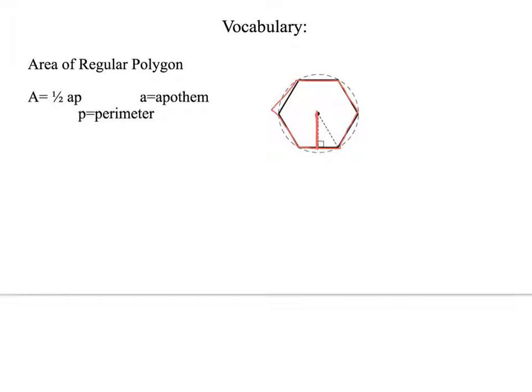Now, if you haven't noticed, we are going to be pulling out right triangles. And this is going to be the apothem, which is going to be the distance from the center to the side of the figure.